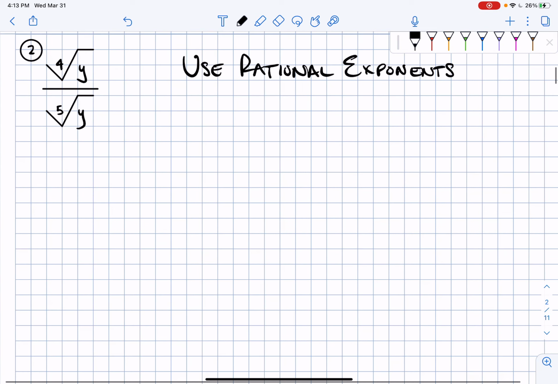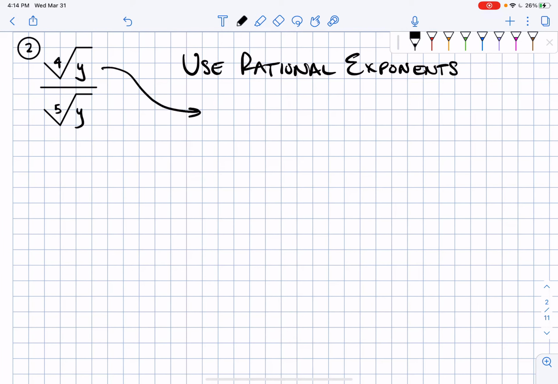All right, on to number 2. So this says to use rational exponents. And to use rational exponents, what we need to do is convert these radicals to rational exponents. Rational means fractions, exponents mean power. So the 4th root of y is going to be y raised to the 1/4 power, and the 5th root of y would be y to the 1/5 power. So there's my fraction there.